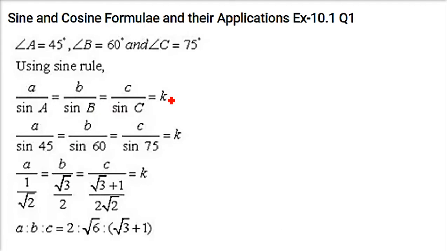k. So here what we can do, we can put these angles because A, B, C are given, and then we can take the ratio. So how are you going to take the ratio? See, sine 45 is 1 by root 2, sine 60 is root 3 by 2 and sine 75 is root 3 plus 1 by 2 root 2. How do you get this?